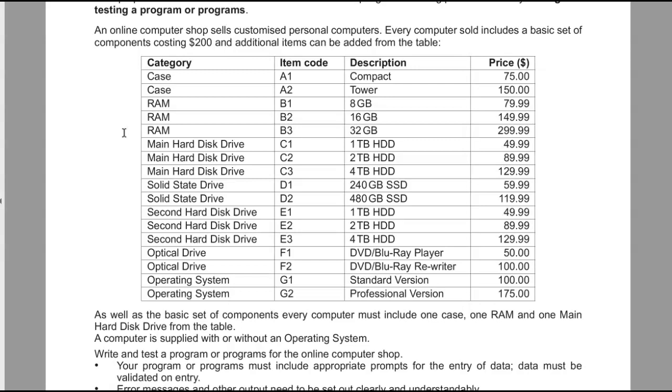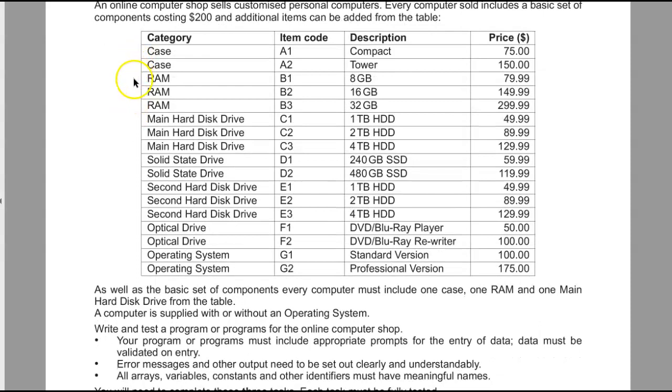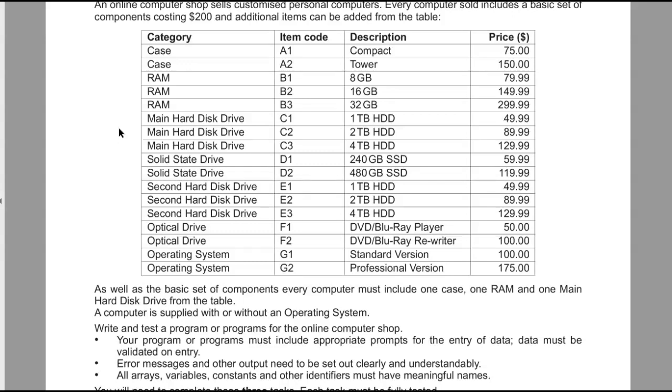So we're going to let someone buy a customised computer, which is a very common thing you can do these days. Every computer sold includes a basic set of components of $200, so that's going to be our base cost. And additional items are added. So we can add a case, RAM, a hard disk, solid state drive, second hard disk drive if we want, optical drive and operating system. And this should help you as well with some of your theory for the exam.